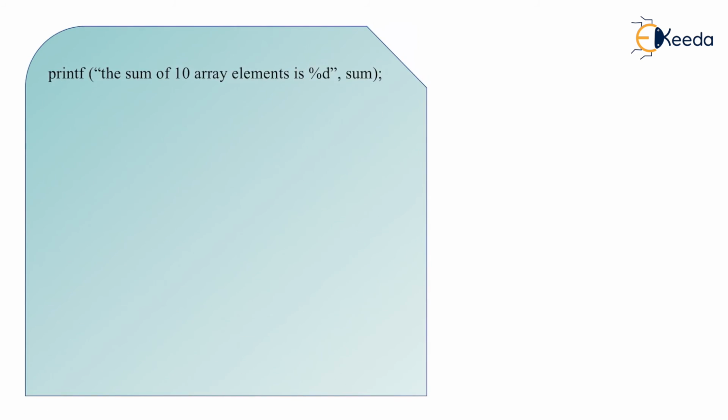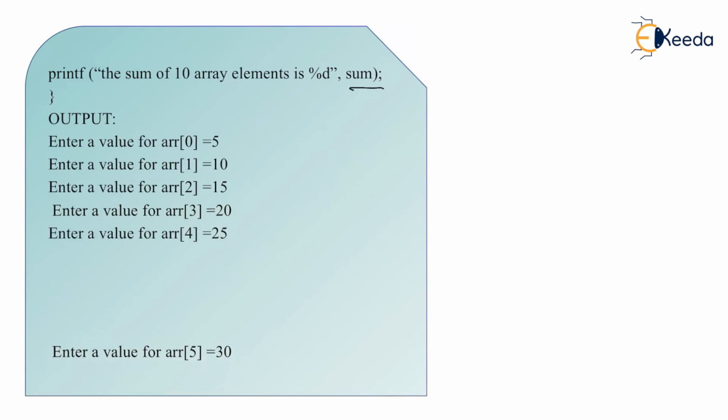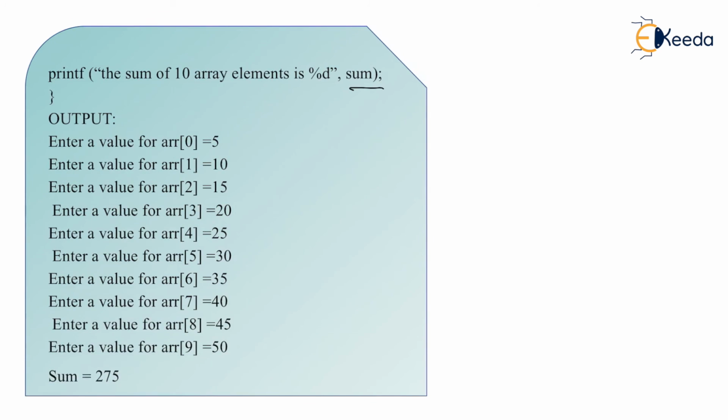printf the sum of 10 array elements is sum, because we get one value, right? So with the help of that one value, we can directly write printf sum. So the output will be: enter a value of array 0, 1, 2, 3, 4, 5, 6, 7, 8, 9, right? So till 9 it will accept all the values, and by default it will give you the sum, that is 275. Clear with this code?